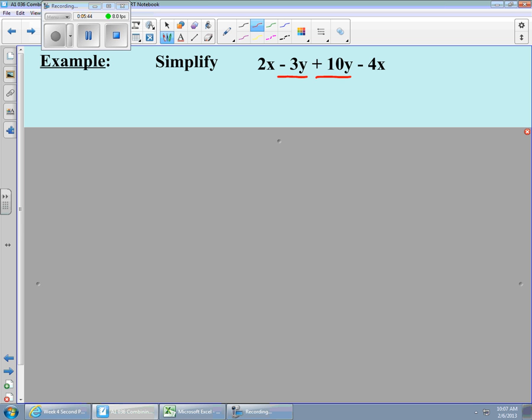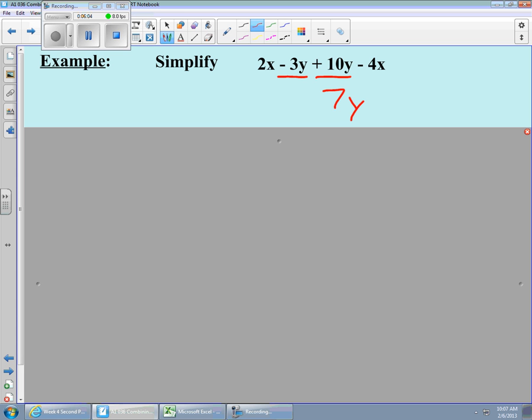It's 7, but remember, if your signs are different, subtract the values and keep the larger of the two signs. So 10 minus 3 is 7. What's the bigger number, the 3 or the 10? The 10's bigger. So we're going to keep its sign. So we will have positive 7y to the firsts in our answer.